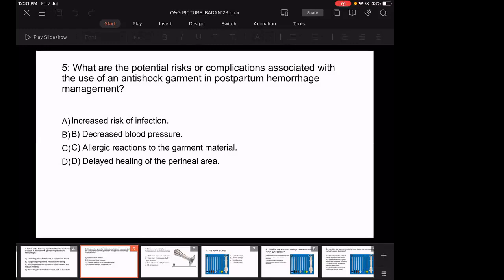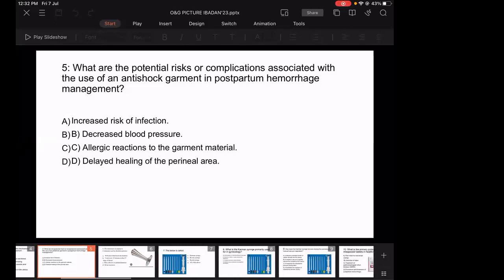Can it increase risk of infection? You are not introducing anything to the woman. So less likely. Decreased blood pressure. Of course, you are compressing the blood vessels, you are compressing the woman, the blood pressure can lower down. And then she's also losing blood. So that as well can lower the blood pressure. So B is a likely complication. And then allergic reactions to the garment material, that I have not heard of. Then delayed healing. You are not leaving it on the woman to last forever. It's for some period of time when you feel she's safe to be out of it. So B is the answer here, decreased blood pressure.